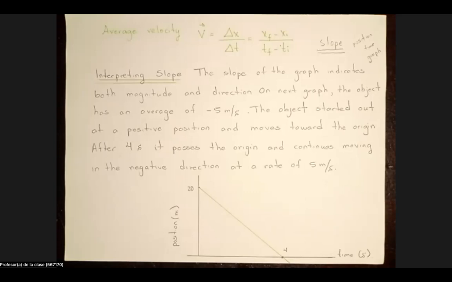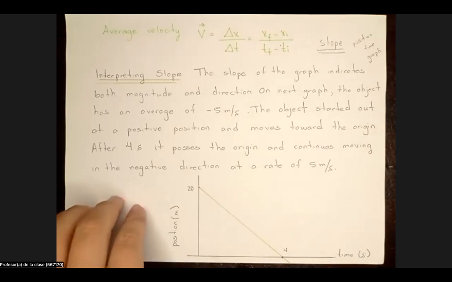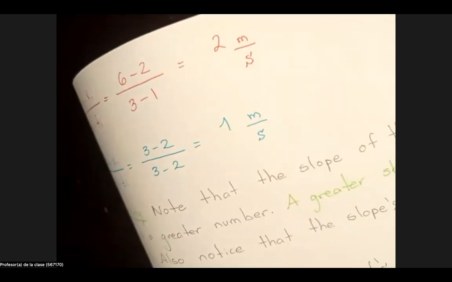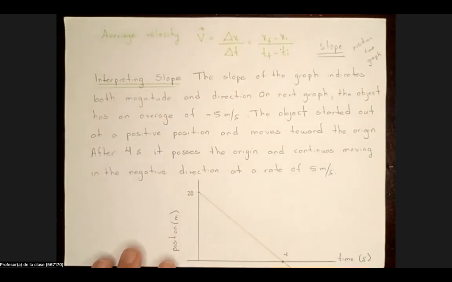Next step, the object started out at a positive position and moves toward the origin. After 4 seconds, it passes the origin and continues moving in the negative direction at the rate of 5 meters per second, okay? So the graph continues after the 4 seconds. Okay, to calculate, let me see. I'm going to calculate here the average velocity.